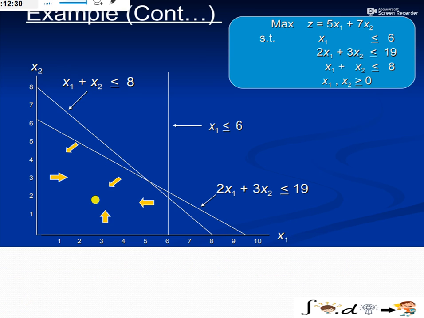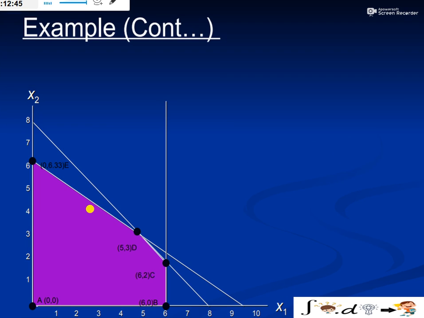And now we have all the equations. x1 is less than 6, this equation, and x1 plus x2 is less than equal to 8. That means this is the common region. Common region is called the feasible region. This region, we have to shade this region. And the corner points, vertex A is (0,0), B is (6,0), C is (6,2), D is (5,3), and E is (0,6.33). Okay.